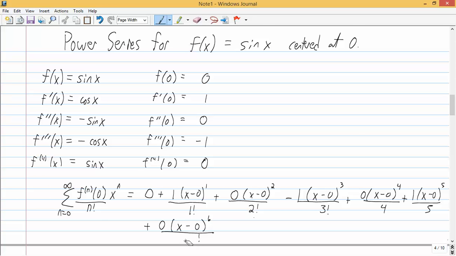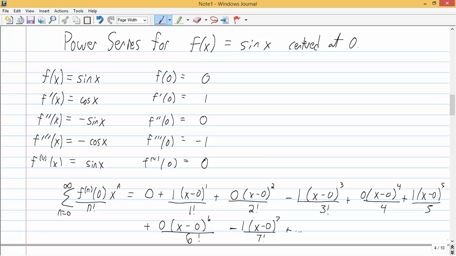That's a 6. And then the next term, minus 1 times x minus 0 to the 7th over 7 factorial. And this thing just keeps going on and on forever. But you can see, and you really do need about 6 or 7 terms on this one just to get a good picture of what's going on.